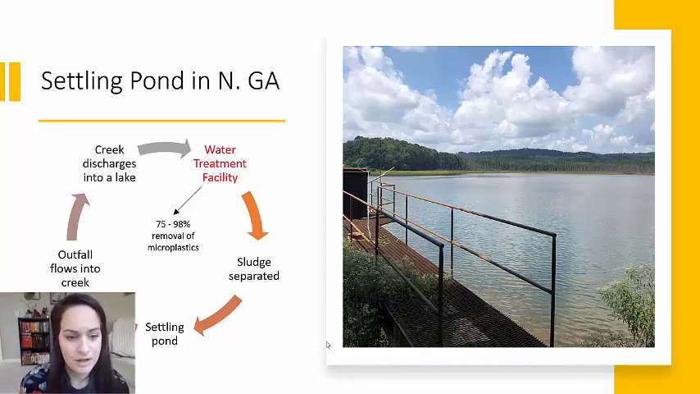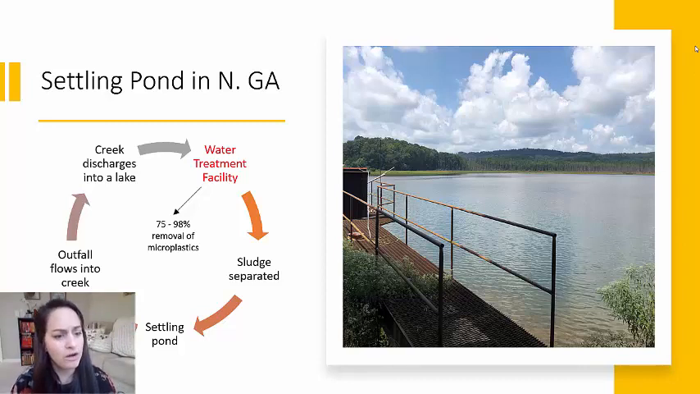Again, we have a decent amount of removal, but those removed plastics have to go somewhere, and they end up in the sludge. The sludge is separated from the drinking water treatment plant. It is placed in a settling pond, and this figure right here shows our settling pond. After it stays there for a while, the outflow flows into a nearby creek.